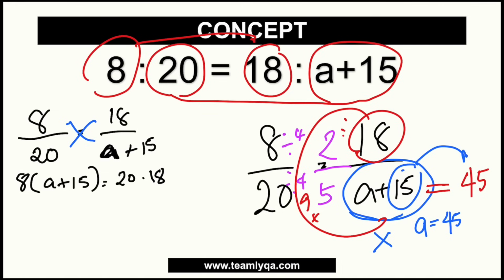Pag dilipat ko kasi siya, you're going to do the opposite. So kung plus yan, that would be minus 15. A is equal to 30. And that is your answer. So the answer is 30.